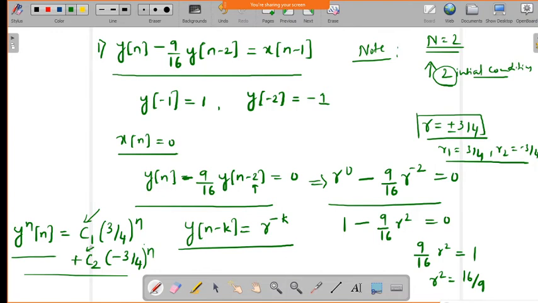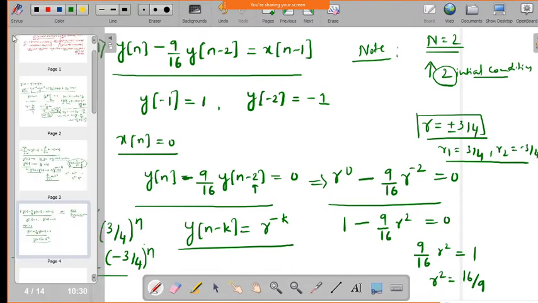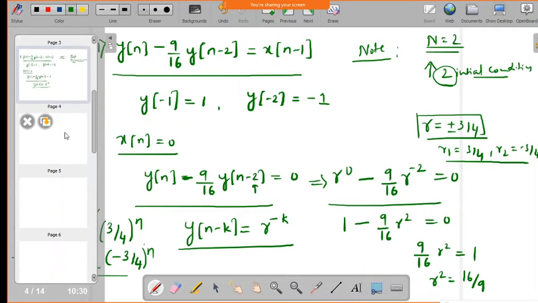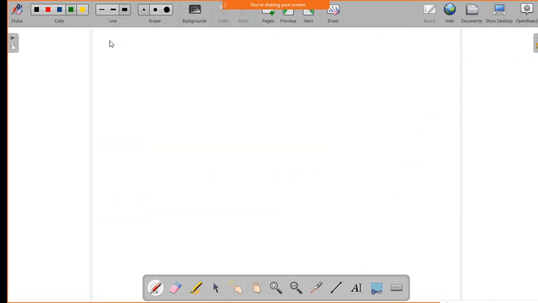So what are the initial conditions we need to use? y of minus 1 equal to 1 and y of minus 2 equal to minus 1. We need to use those initial conditions and try to solve for C1 and C2. In order to solve for C1 and C2, first you take the difference equation y of n minus 9 by 16 into y of n minus 2, which is equal to 0.